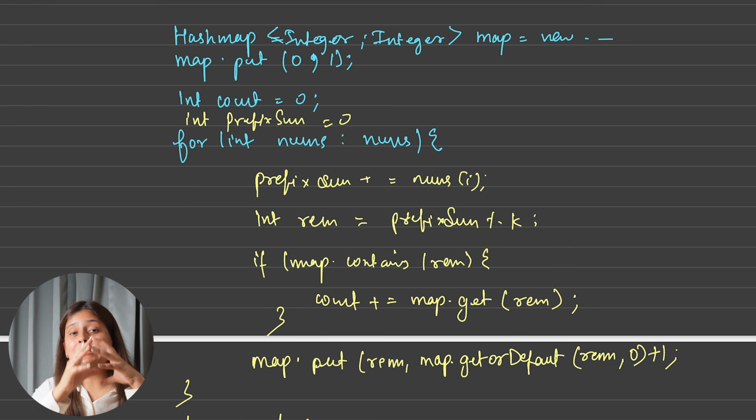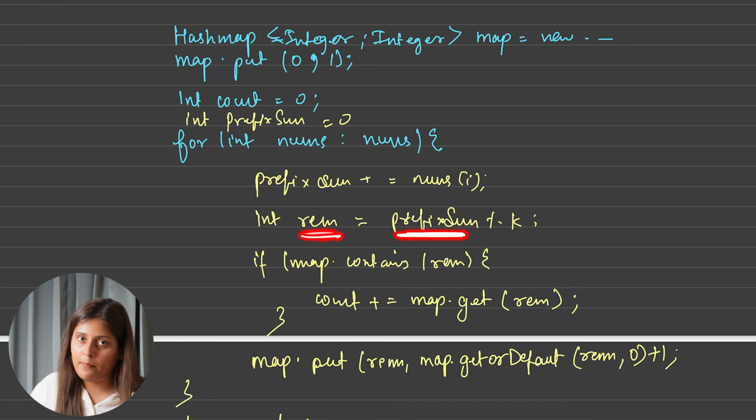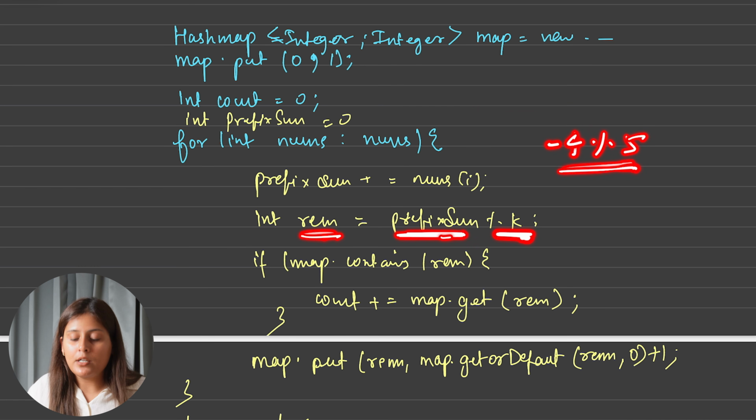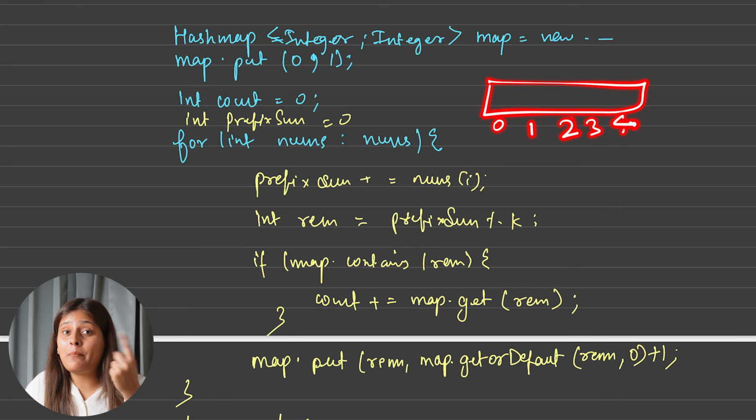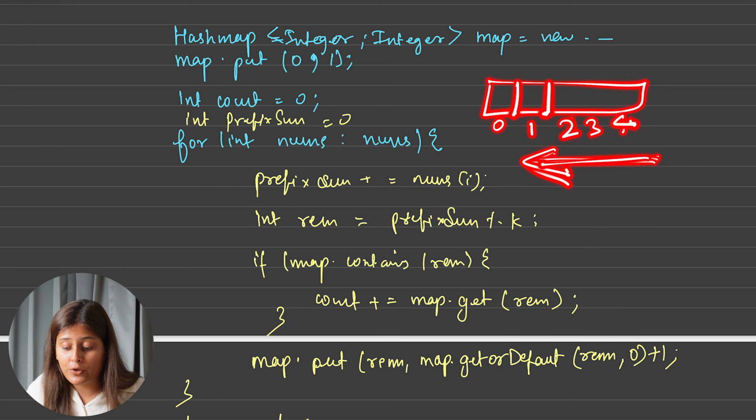But as said, the number can be negative also. What if initially it was -4, so can I say the remainder will be, like if you see prefix sum -4 modulo k, -4, okay, because -4 modulo 5 will give you -4 only, and -4 is not a valid number, because if an array is 0 based indexing, 0 1 2 3 4, and when I am saying -4 it means -4 from the right side. Okay, so we are talking about first index. So how to get -4 from right side, which is first index?